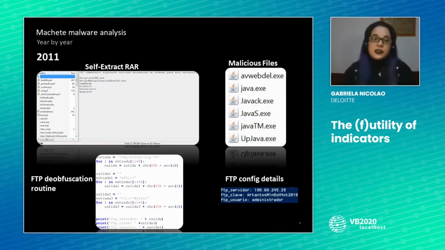In addition, they use simple obfuscation to hide the FTP server configuration details that could be easily deobfuscated using the obfuscation routine that you see in the slide. Once deobfuscated, you could see the FTP details that include the IP, the user, and the password. In some cases, they put 2 IPs, using the second one as a fallback server.